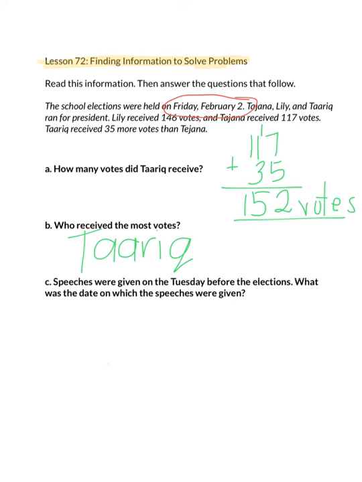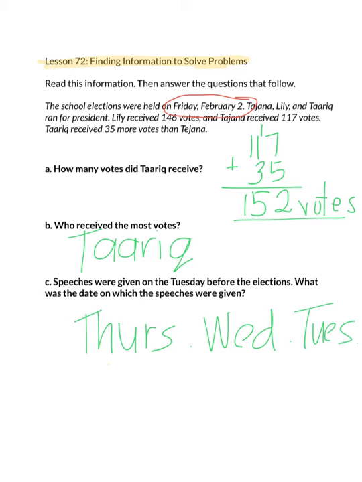Let's ask ourselves first, how many days before Friday is Tuesday? We have Friday, Thursday, Wednesday, Tuesday. So 3 days before that election, it was Tuesday. Let's find out now how we can go from February 2nd to 3 days before that.